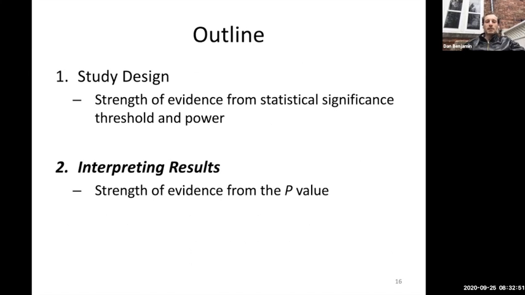Okay, so let me move on to the second part of the talk, which is p-values. Now you've done the study, you've done some analysis, and how should we interpret the evidence from a p-value?